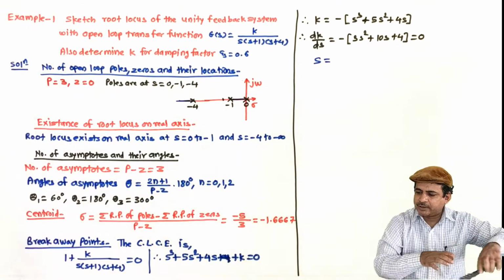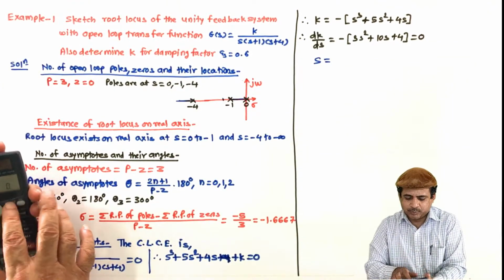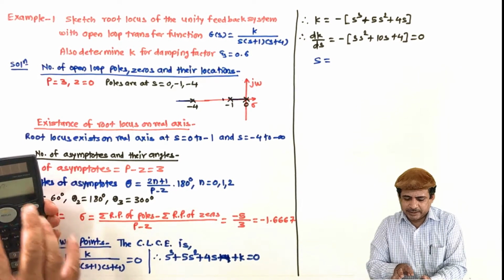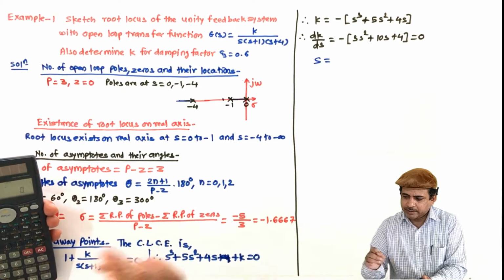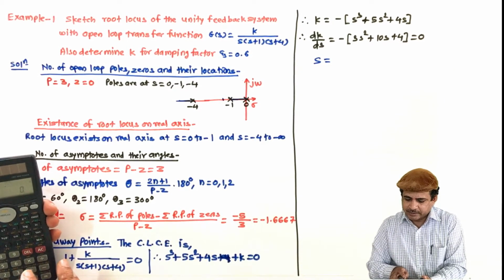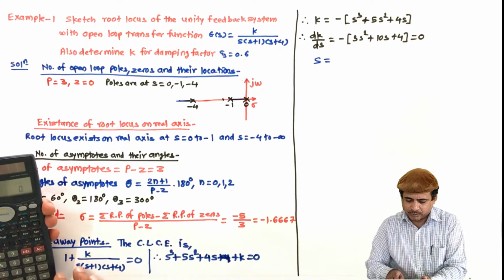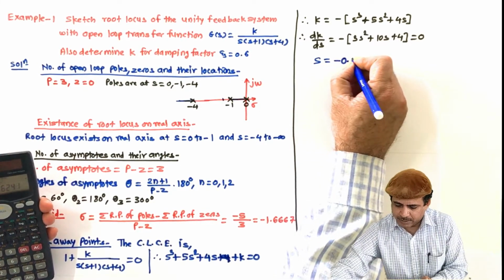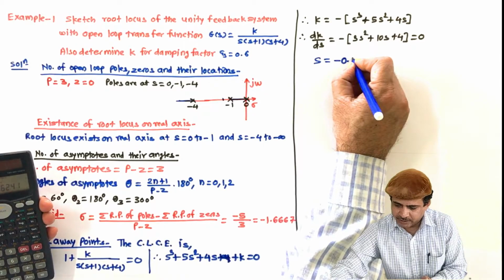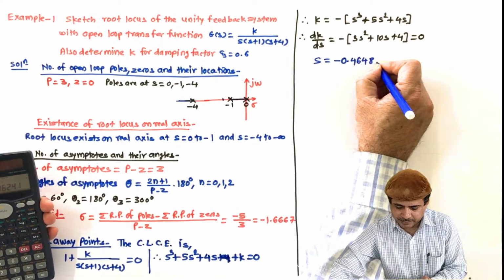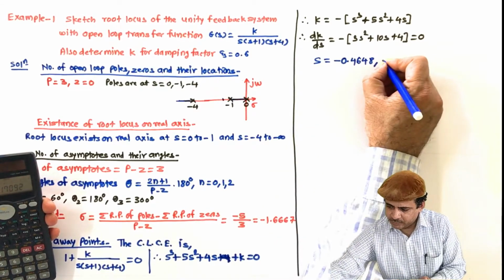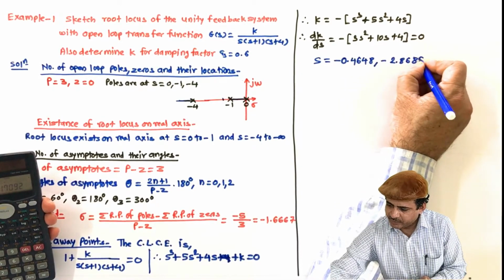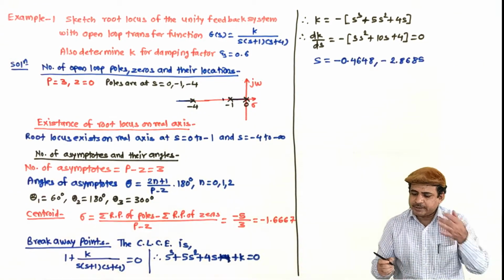let us solve it using calculator. In this calculator, put your calculator in equation mode, then degree is 2, then enter the coefficients 3, 10, 4, and the calculator gives you the answer. Up to power 3 it can solve. s is equal to minus 0.4648 and s equal to minus 2.8685. Now check for their existence.